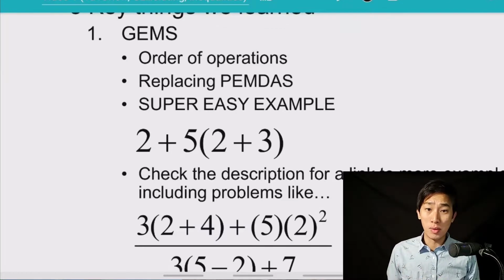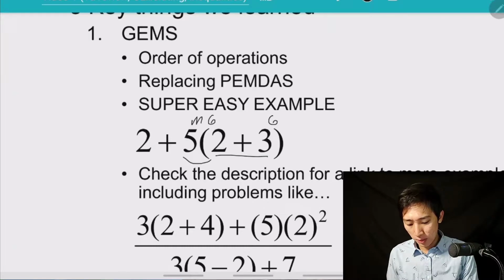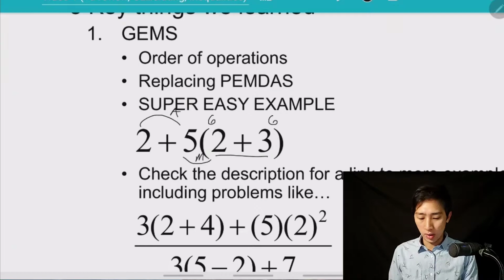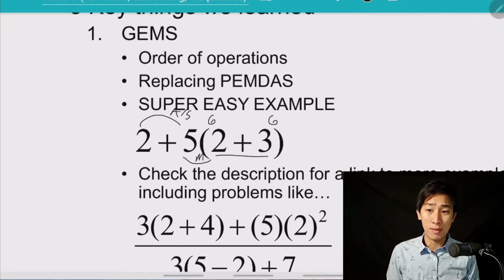You can zoom in, you can underline, or one of the things that I did was this is G, this is E, then M, and then this is A, or also S. Addition and subtraction are the same, and multiplication and division are the same. That's why we're using GEMS instead of PEMDAS. It reminds us that multiplication and division are basically interchangeable. We're going to be talking about that a little more in chapter 2, but for now, just keep that in the back of your mind.